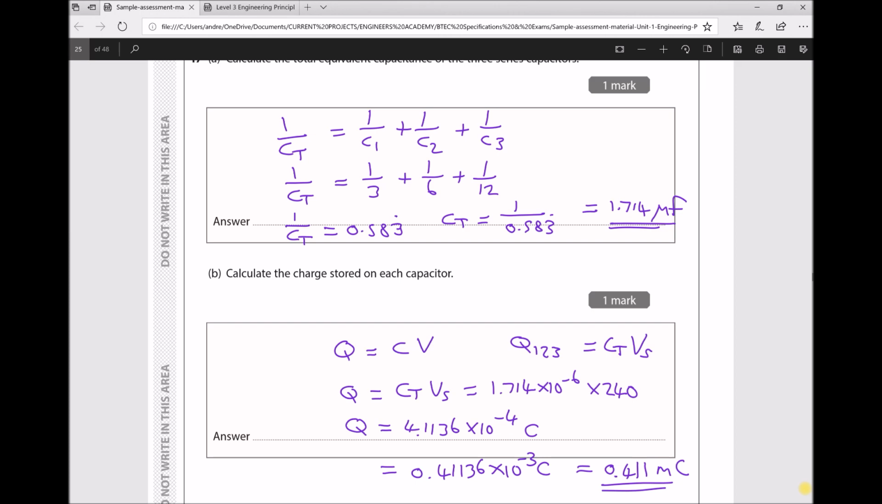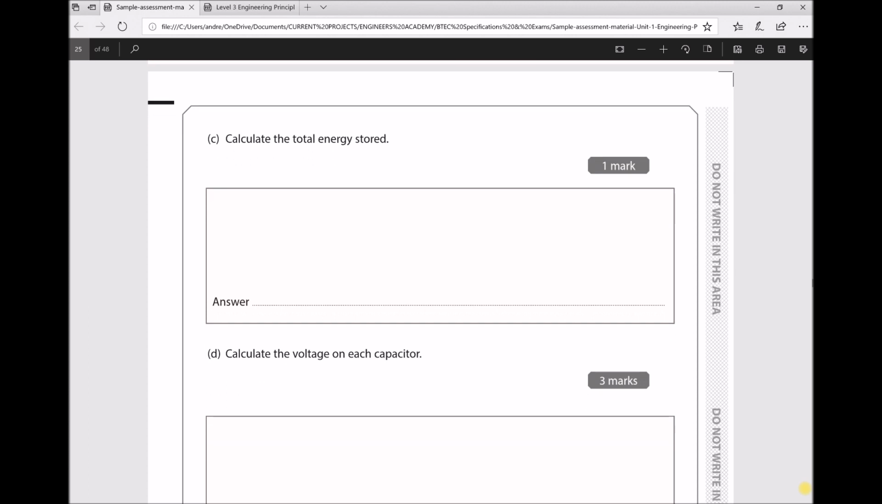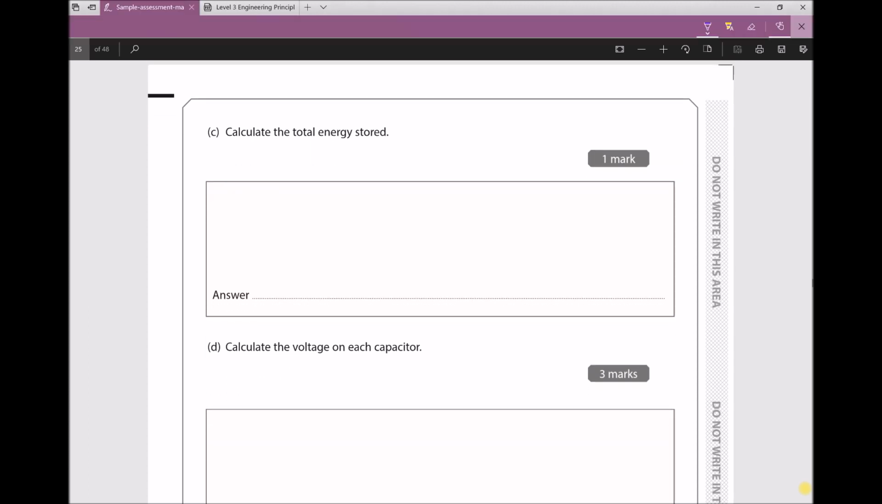Okay, so let's move on. We've answered parts A and B, and now on to part C, which wants us to calculate the total energy stored. Well, the equation for the energy stored in a capacitor is E equals CV squared over 2. Now, because this question wants the total energy, we're going to need to use the total capacitance. So we already have our total capacitance from earlier in the question, 1.714 times 10 to the minus 6. And that answer there is in farads.